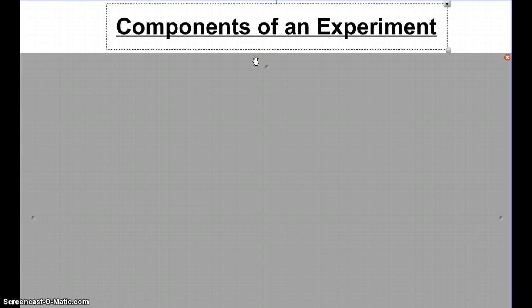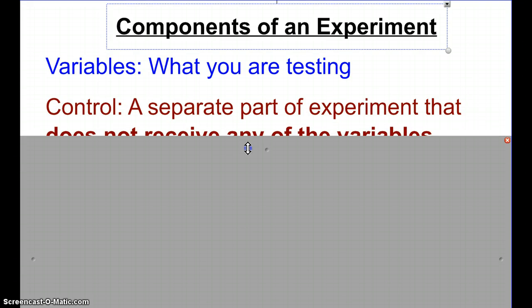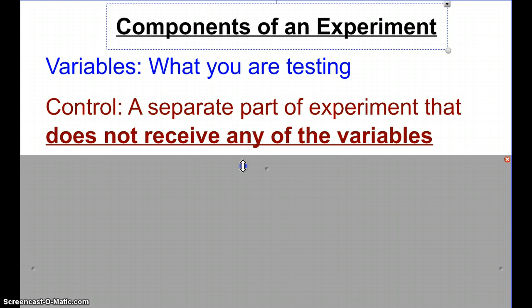Now, we did the scientific process, and now we're going to go ahead and design an experiment. There are some important components of an experiment that you need to know about before you can design an experiment. They are a variable, which is what you are testing, a control, which is a separate part of the experiment that does not receive any of the variables. It's controlled. Nothing happens to it.